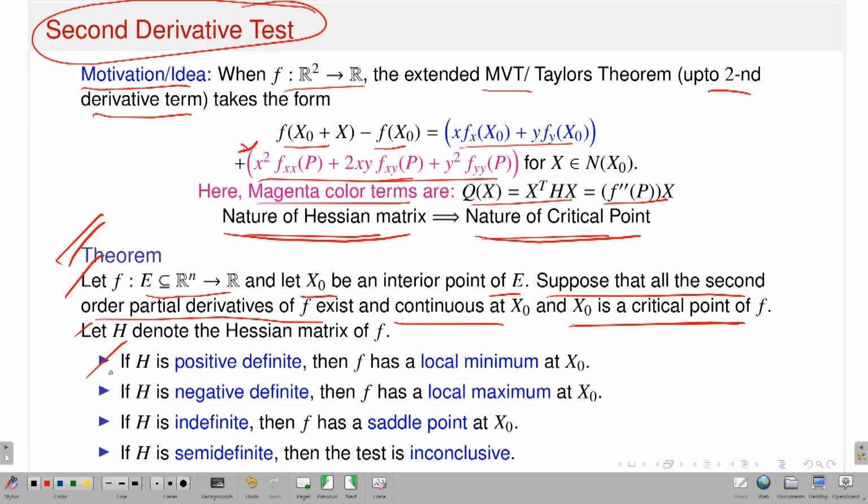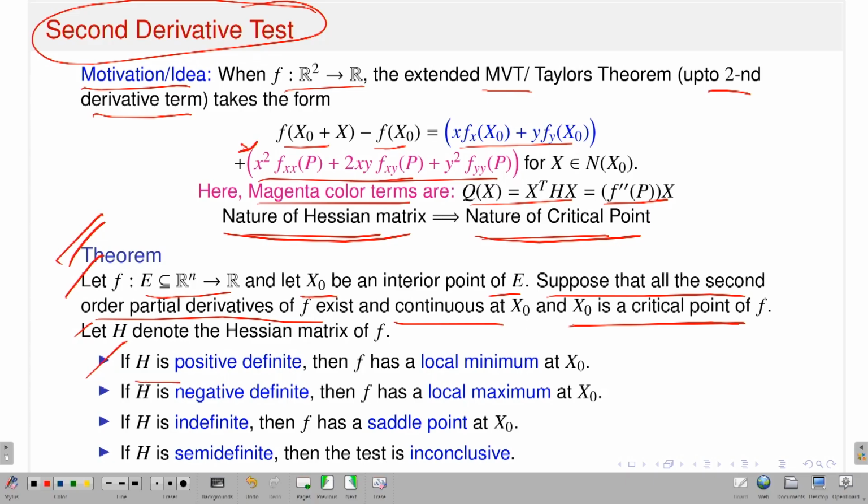So, first you ensure that your Hessian matrix is a symmetric matrix, because the second order partial derivatives exist and they are continuous. So, therefore, it is a symmetric matrix. Now I can talk about the notion of positive definiteness of my symmetric matrix. I already talked about how, for a symmetric matrix, in terms of eigenvalues, positive definite means that if all the eigenvalues are strictly positive, then it is positive definite.